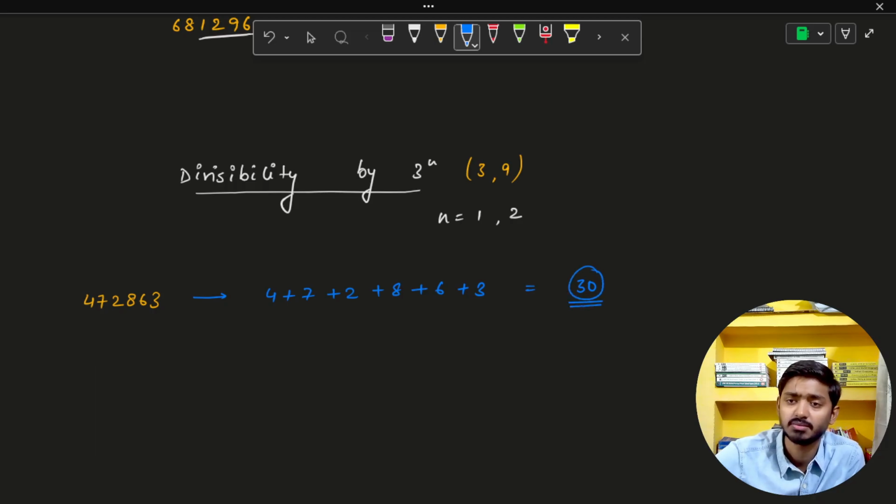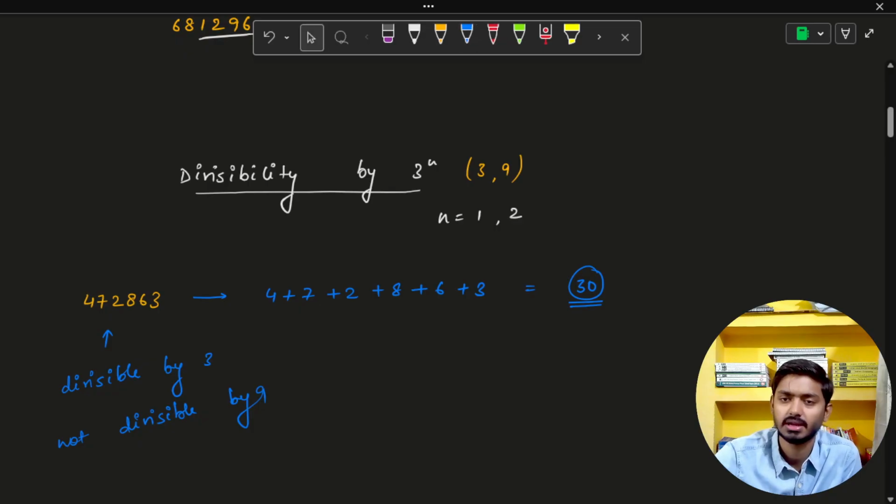If the said sum is divisible by 3, then the entire number would be divisible by 3. And the same goes for 9 as well. If the sum is divisible by 9, the entire number would be divisible by 9, but as we can see, 30 is not divisible by 9. So we say not divisible by 9.